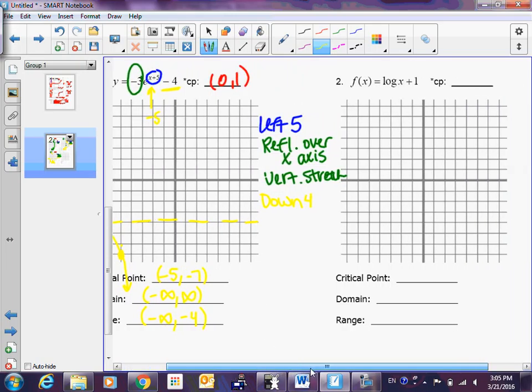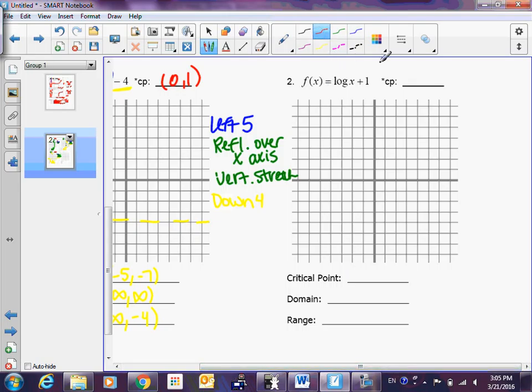We need a break because that last one was kind of weird. So first thing for logs, remind me, what's the critical point? 1, 0. And so our parent function looks like this. The more you draw this, the better you're going to get at it. And then I only have one transformation. I don't have any left or right. Okay, I don't have any stretch or reflection. I just have up 1.